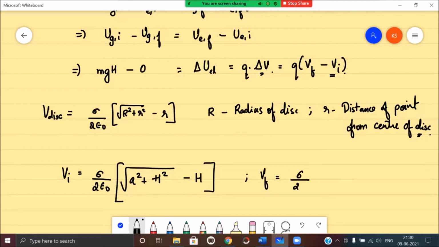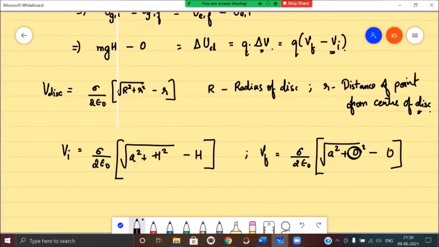So this is the initial potential due to the disk, and the final potential due to the disk will be equal to sigma by 2 epsilon naught again under root of A squared. But now at the final position, the distance the charged particle has from the center of the disk is 0. So 0 squared minus 0. Right? And now we just need to substitute this in this form.